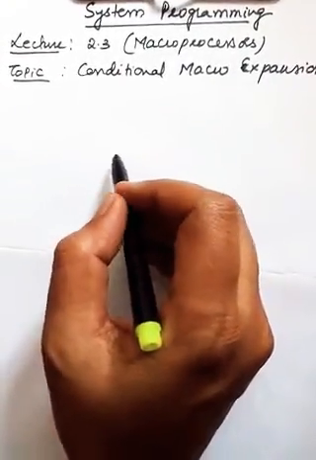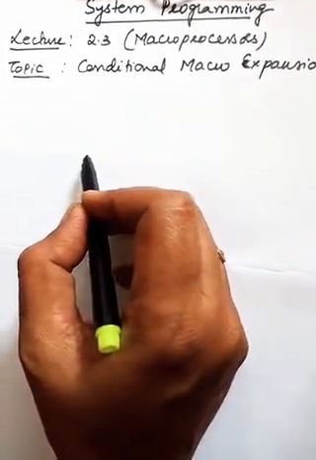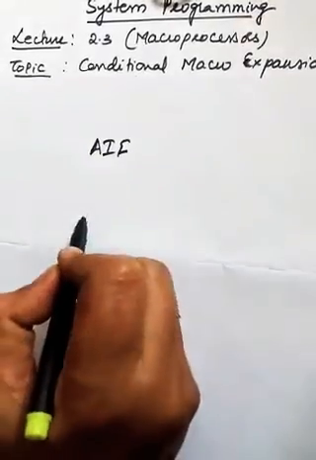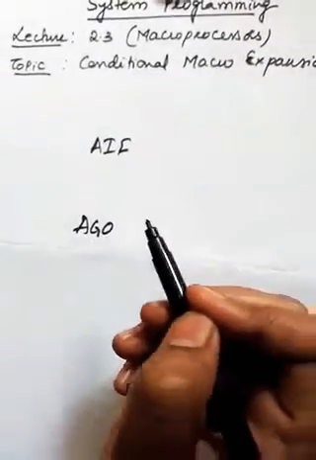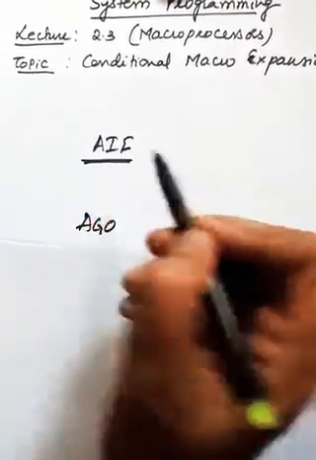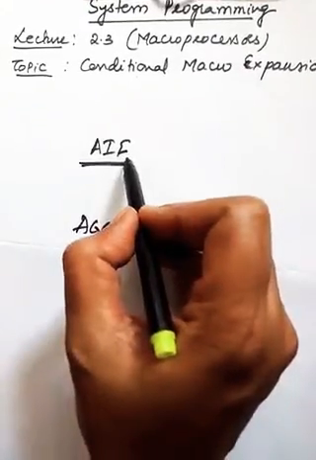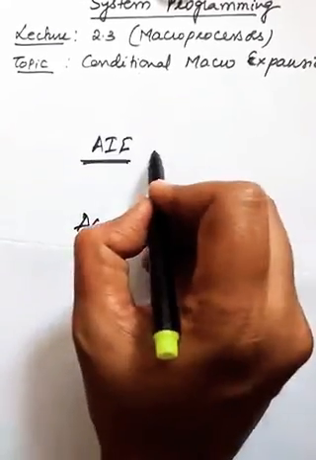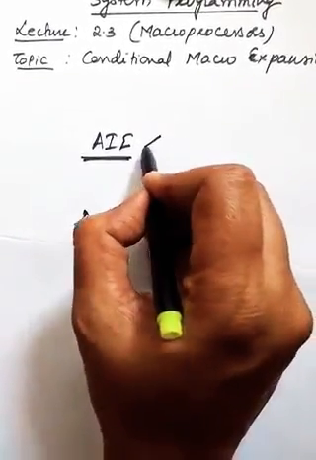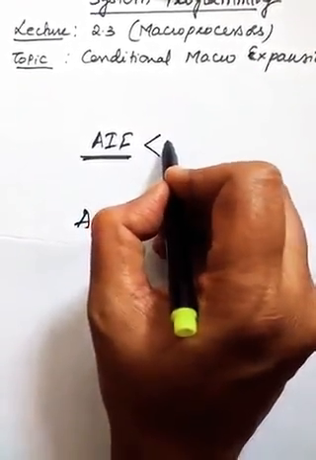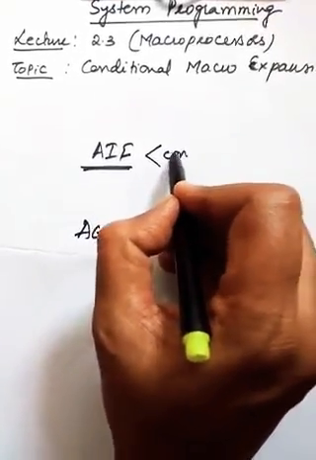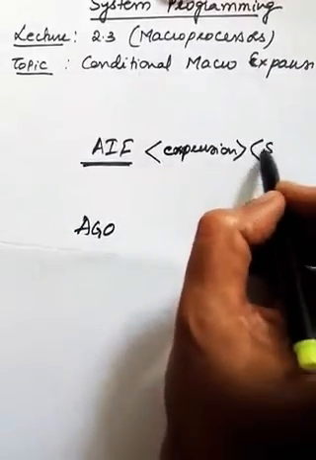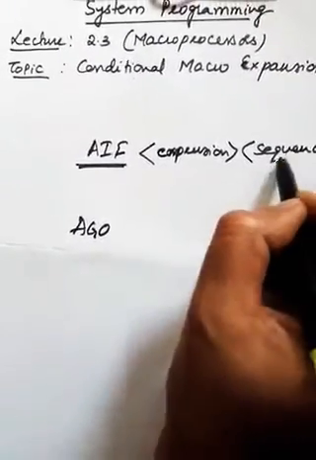This is achieved by using two macro processor branch pseudo-ops. One is AIF and another is AGO. So what is the AIF pseudo-op? It is a conditional branch pseudo-op, and the format of this is AIF, followed by an expression and a sequence symbol.